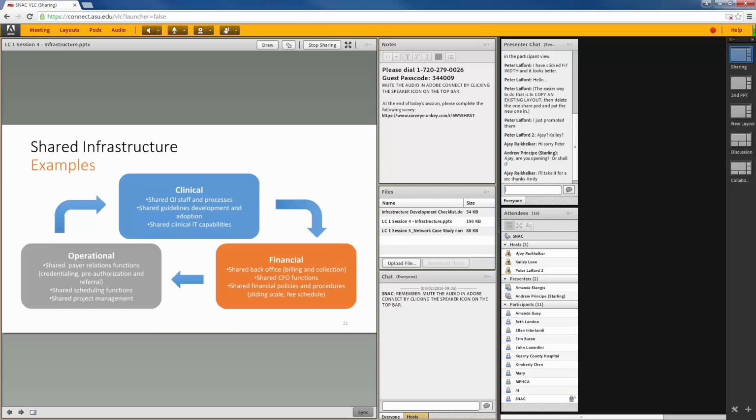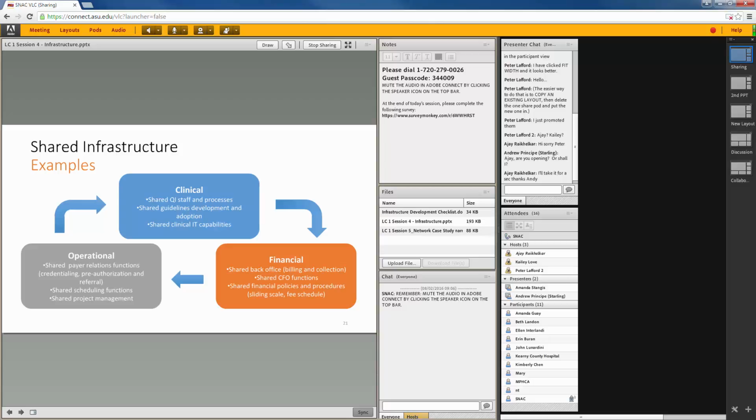We've listed here some of the types of shared infrastructure that fall into the clinical, financial, and operational domains. In the clinical domain, we have, for example, shared QI staff or even shared care coordinators. We might have a network function to develop guidelines or adopt guidelines and then help implement them. Or we may have shared clinical IT capabilities. Some networks have integrated purely around the fact that they host an electronic health record for all of their members. In other cases, this might be analytics. In other cases, this might be health information exchange.